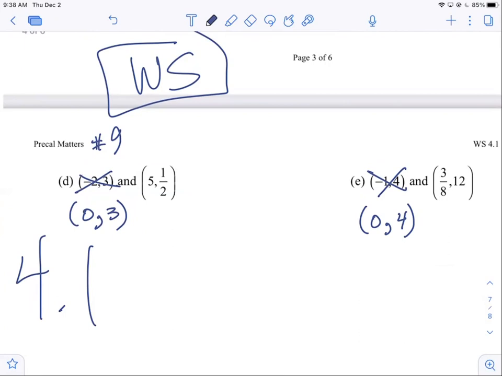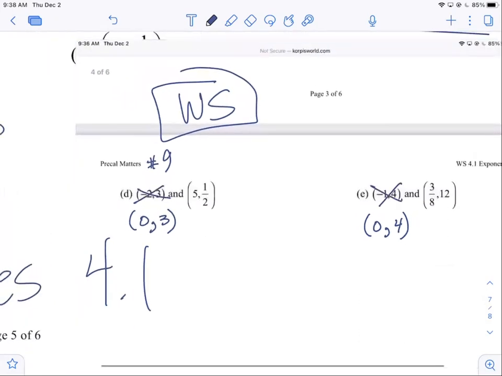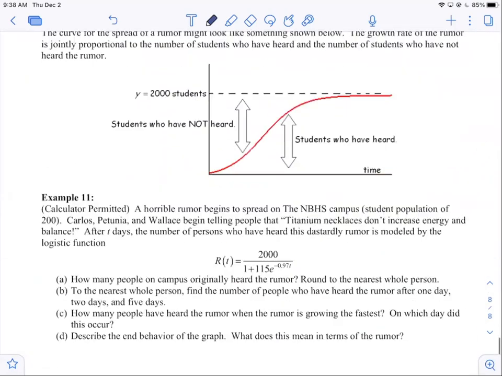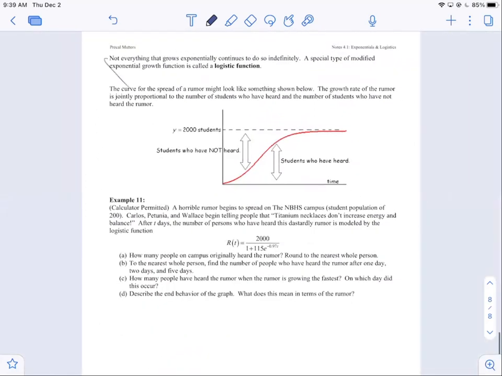So these are on the worksheet. Worksheet number 9, questions D and E, change the first point's x value to a 0. All right. And then the other part that we're leaving off, which is this logistic function, your worksheet doesn't even have anything on logistic on it. We're going to talk about that in the next section.